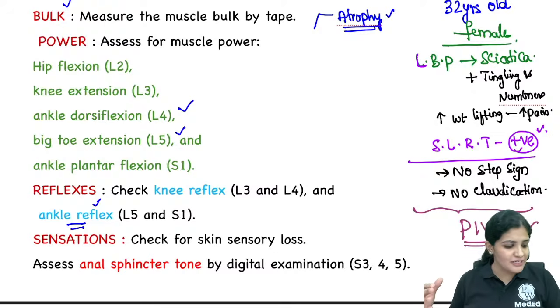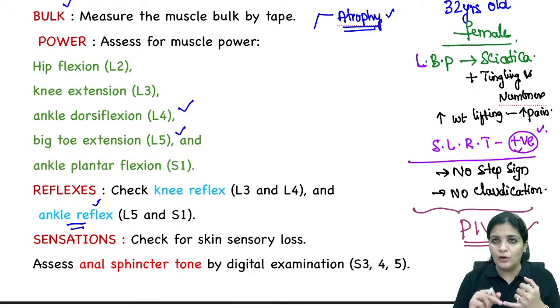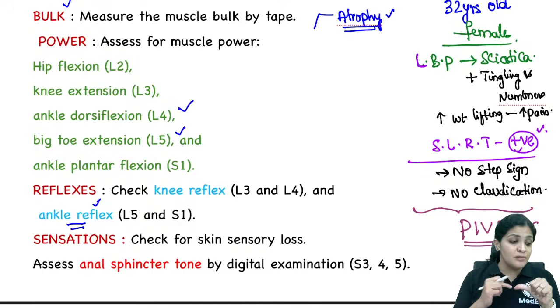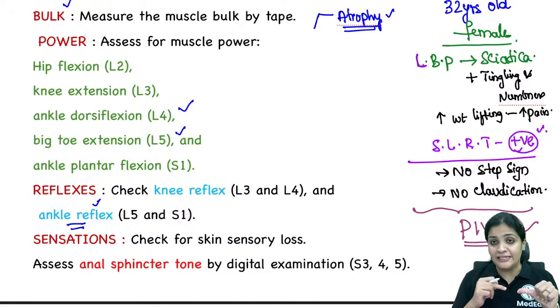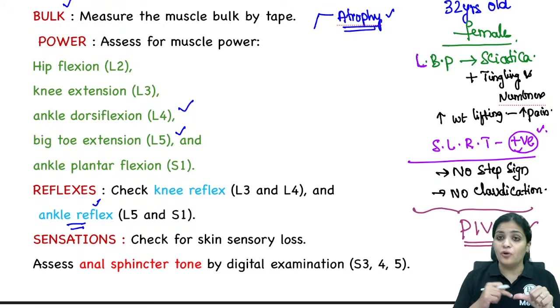So what made you tell so? Here the patient was having a low back pain and a radiating pain, that is sciatica, radiculopathy, associated with tingling and numbness, and there is an exaggeration with weight lifting. Most importantly the SLRT is positive, which will tell you that you're dealing with a disc prolapse, right?